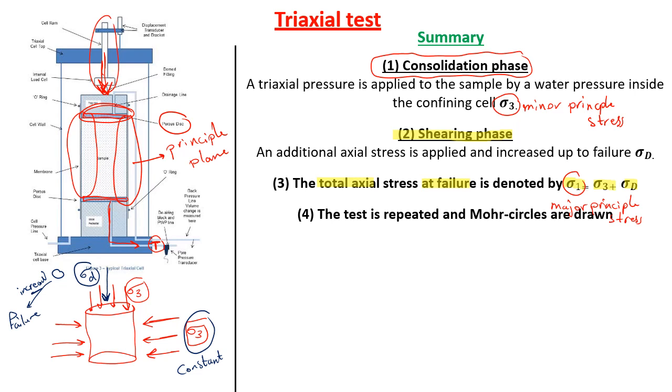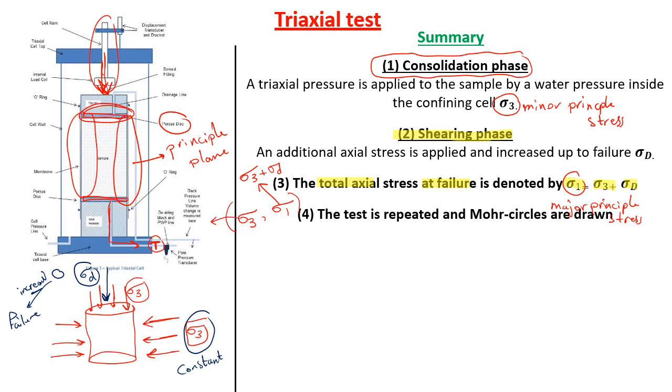So we will repeat the test at least 2 or 3 times. For every test, you apply a constant value of sigma 3 and sigma 1, which is sigma 3 plus sigma d. For every test, you will apply a new sigma 3 value.